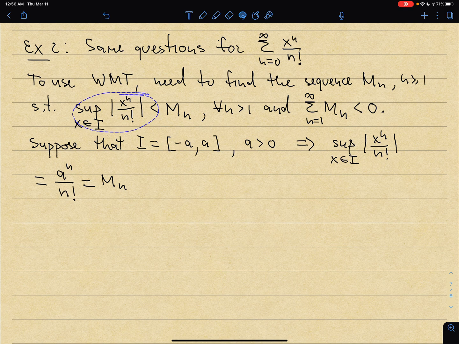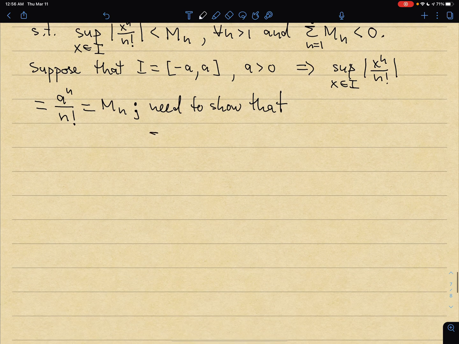But we need to show now that the sum n from 0 to infinity of M_n converges. In this case, the only reasonable test to use would be a ratio test. So use the ratio test.